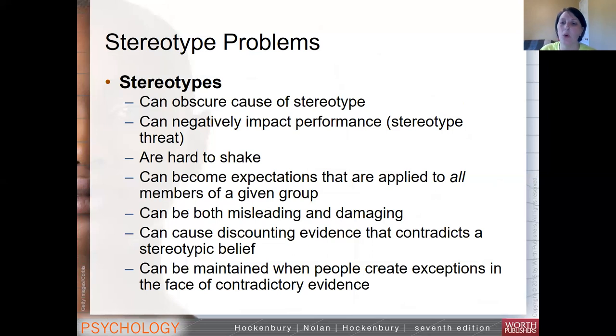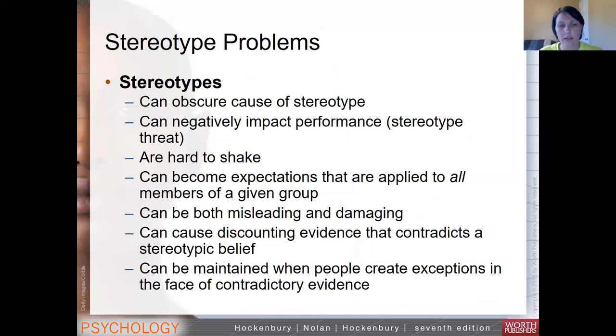We also find this in, for example, if a boy is African American, he's expected to be able to play basketball really well. Maybe he can't play basketball. Maybe he's not very good at it. And people are saying, oh, well, here, give him the basketball. He should be able to play. And then he tries to play and he's not very good. And that's a lot of pressure on him. And that can also damage his self-esteem. Stereotypes are really hard to shake. Once you hear one, it sticks.